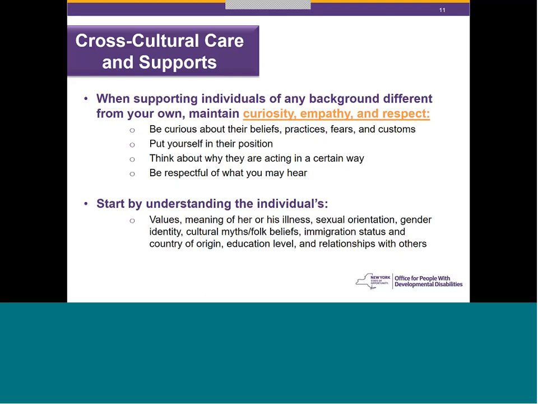As you go through the cultural knowledge, cultural awareness, and cultural sensitivity stages, we suggest you start by understanding the individual's values, the meaning of her or his illness, her or his sexual orientation and gender identity, the family's cultural myths or folk beliefs, their immigration status and country of origin, the individual and the family's education level, and the individual's relationships with others. We hope that these are helpful strategies you can apply with the individuals starting at the intake and enrollment process and throughout transitions within and out of the OPWDD system.